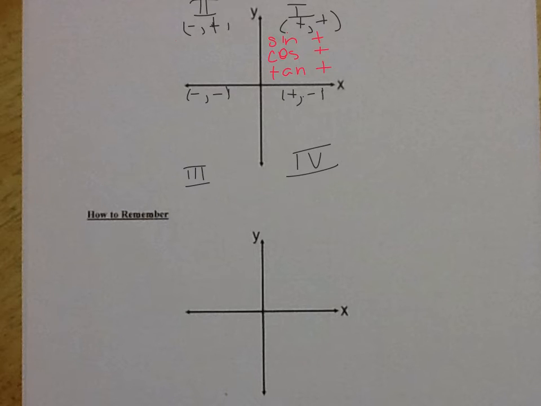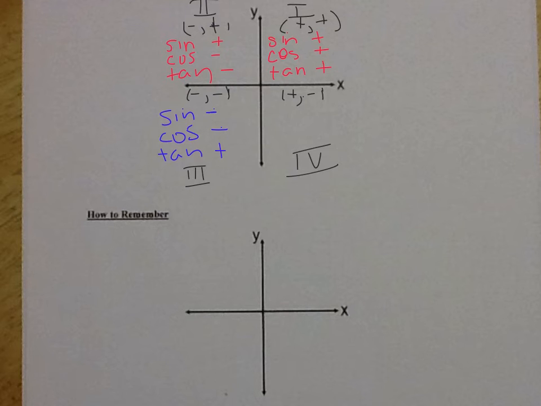All right, in quadrant 2, sine is your y value, that is positive. Cosine is your x value, that's negative. And tangent is a positive divided by a negative, and a positive divided by a negative is a negative. So tangent is negative in quadrant 2. In quadrant 3, sine is negative, cosine is negative, because that's your y value, x value, and tangent, right, is your sine divided by cosine, and a negative divided by a negative is a positive.